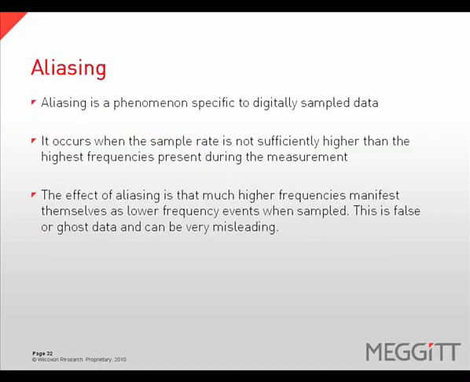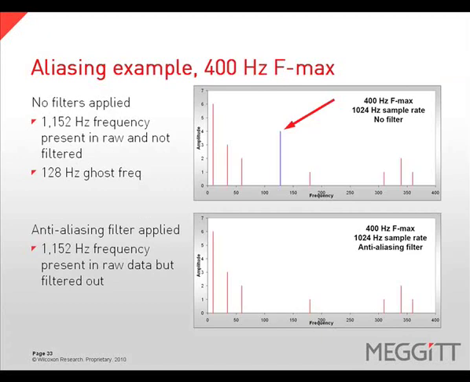Aliasing is a phenomenon that is specifically related to digitally sampled data. It occurs when the sample rate is not sufficiently higher than the highest frequencies present during the measurement. The effect of aliasing is that much higher frequencies manifest themselves as lower frequency events when sampled. This is false or ghost data that can be very misleading. To avoid aliasing, most data collection systems employ anti-aliasing filters.